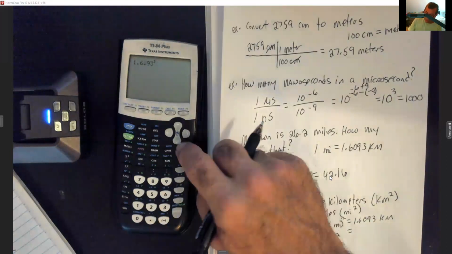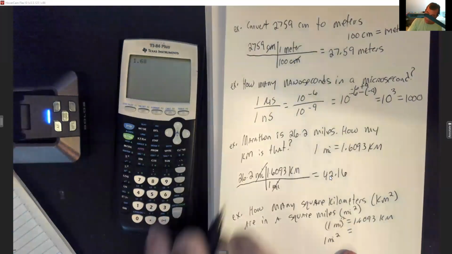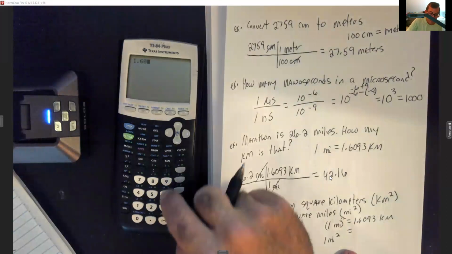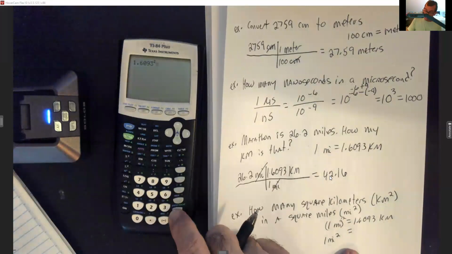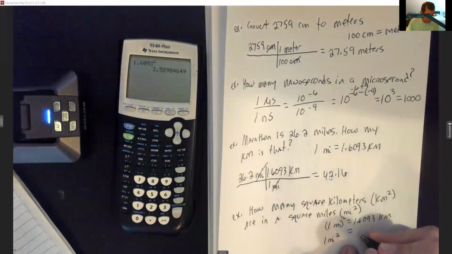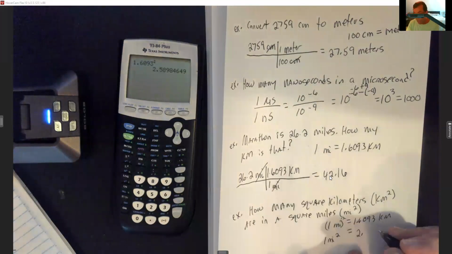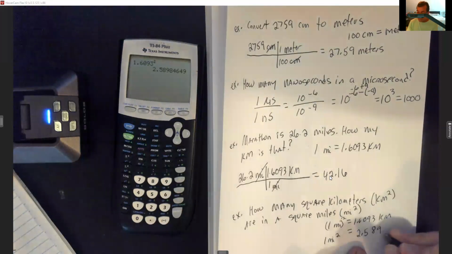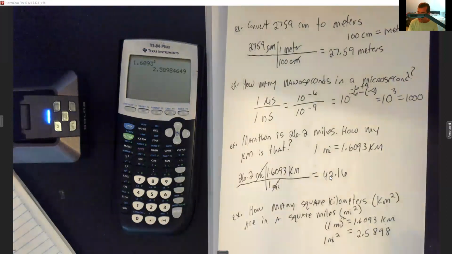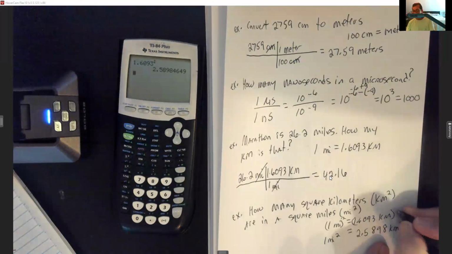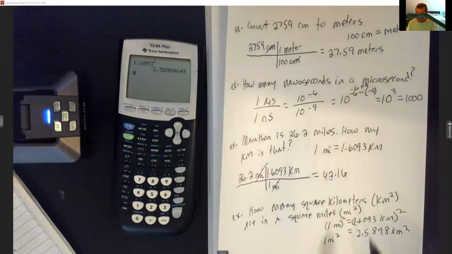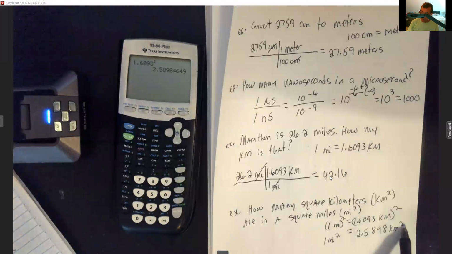All right, let me do that again. 1.6093 squared. I must have hit the wrong button somewhere. When you square that, I'm going to round it off to 2.5898. I'll just round to 4 decimals on that, just like they had 4 up here, okay? But this is now kilometers squared because you had to square that whole thing. Square the number, square the kilometers. So this is now our conversion.